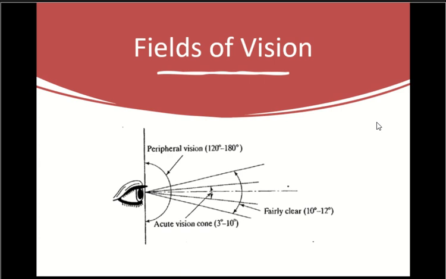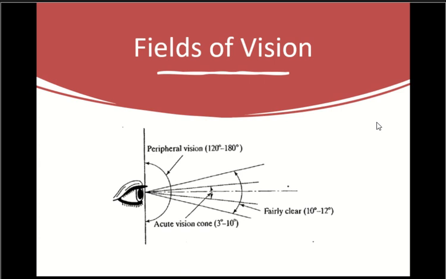Acute vision is the ideal case. Something is so close to your line of sight that I can see it very clearly and I can see all the details. No problem for me, because it's very close to my line of sight. It's right in front of me. It's literally right in front of me.